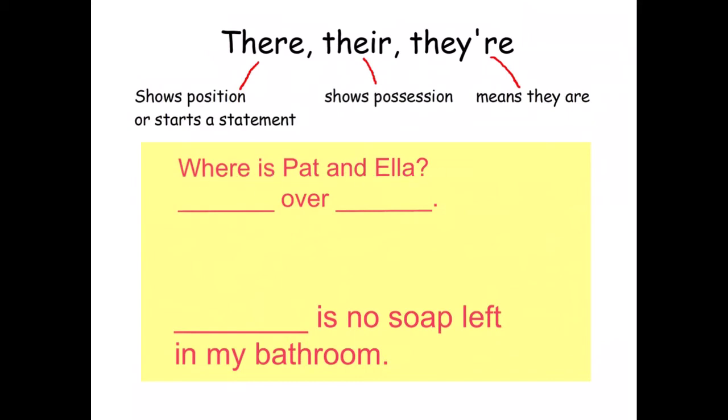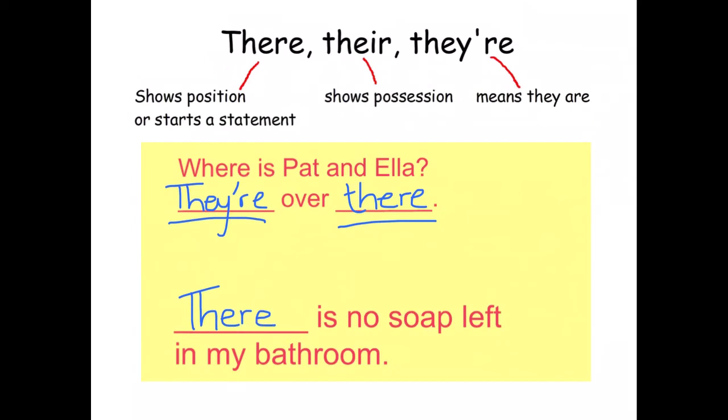Where is Pat and Ella? They're over there. So they are over there. So this second there talks about the location. The first one is they are. There is no soap left in my bathroom. This one begins a statement.